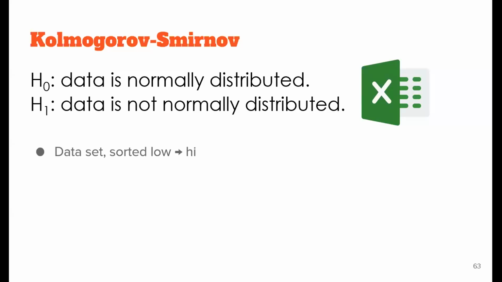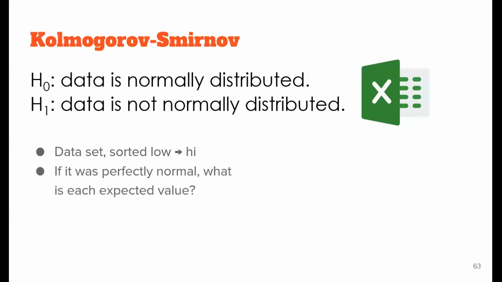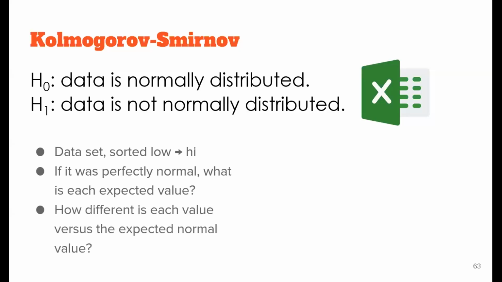The question the KS test answers is: if the data were perfectly normal, what is the expected value of each data point? If it was normal, what would each of them be? That's why sorting from low to high is so important. And how different is each value from the expected normal value?